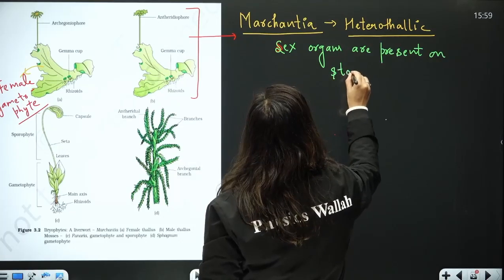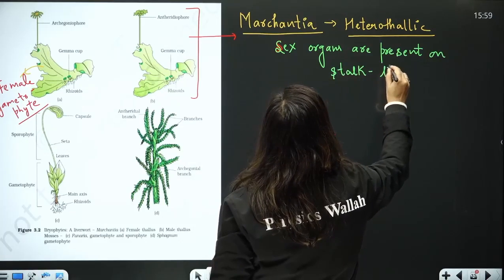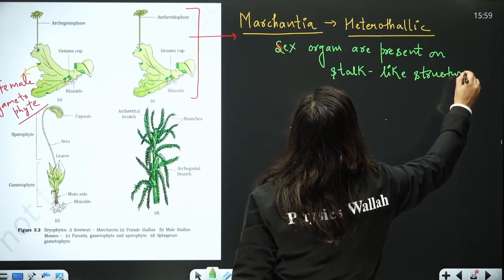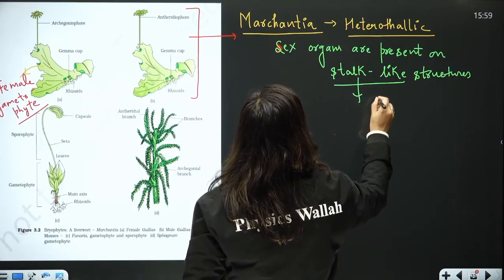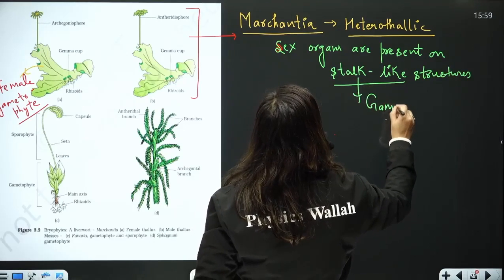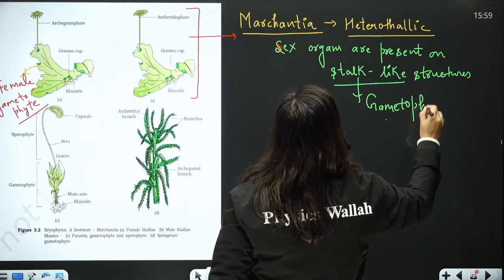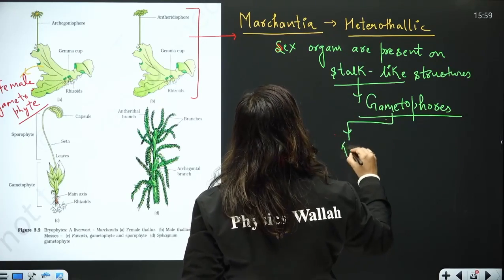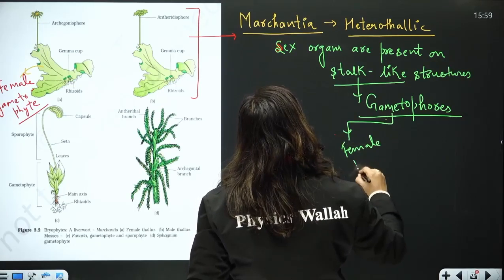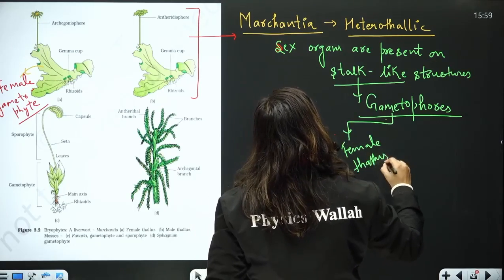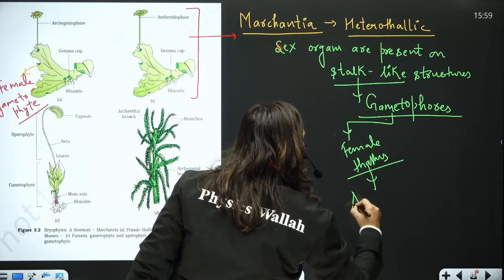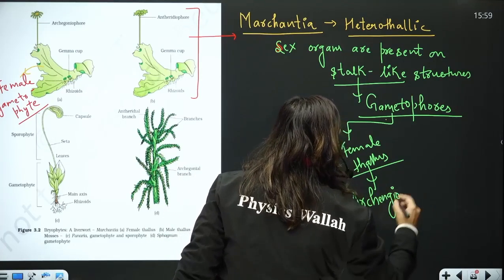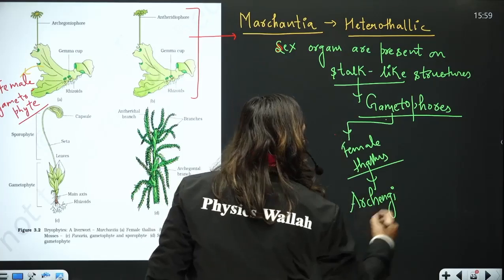Sex organs are present on stalk-like structures, and those stalks are called gametophores. In case of the female gametophyte, the female thallus, the gametophore is called the archegoniophore.